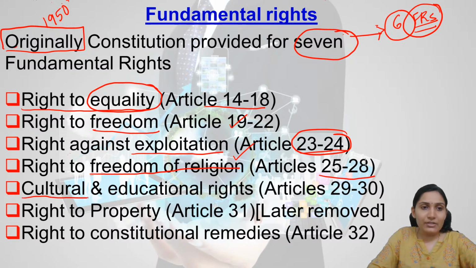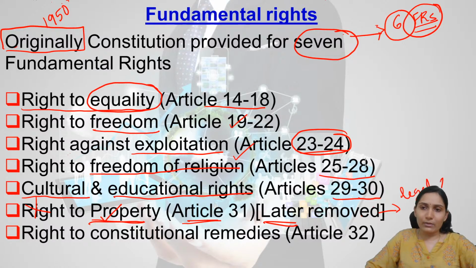Next is cultural and educational rights. Article 29 and 30 discuss the cultural and educational rights. Earlier we had another fundamental right, the right to property, which was mentioned under Article 31, but later this was removed. So now the right to property is not a fundamental right, rather it is only a legal right.